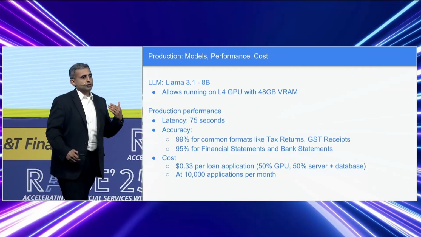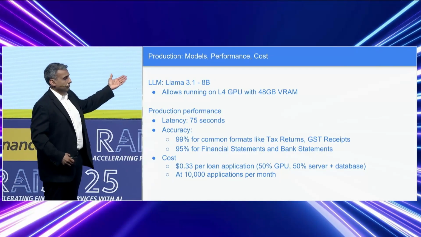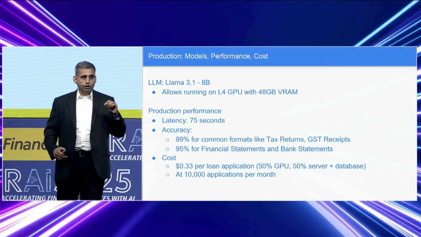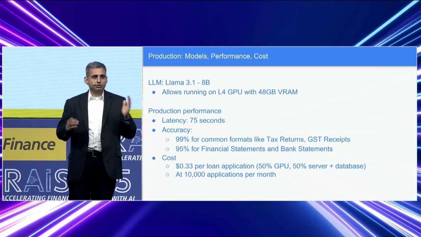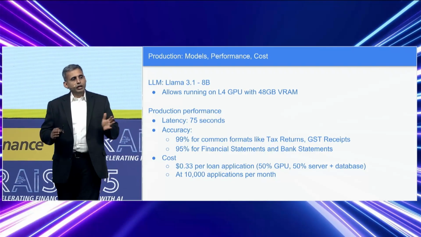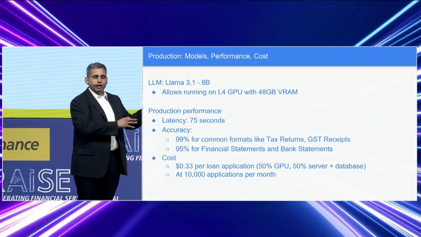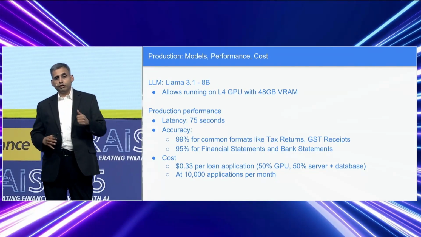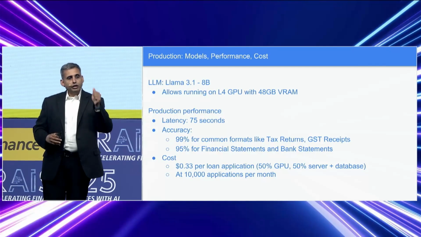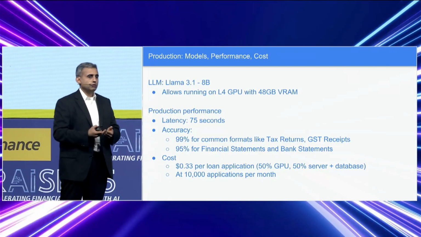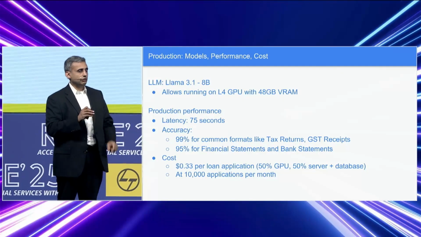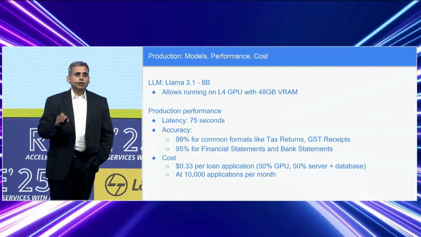Accuracy was more than 99% for the common format documents, like tax returns and GST receipts, which are highly structured, but more than 95% even for the very unstructured documents that we found, like, for example, financial statements, literally taking a photo and sending it. And it's able to get more than 95% accuracy in getting the insights out of those that actually matter, which is huge, I think. Now, it's not 100%.